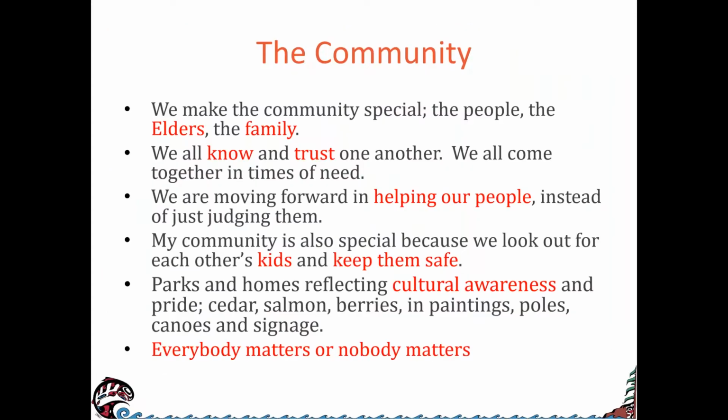So a lot of the community input centered on elders, the family, knowing each other, trusting each other, helping each other, the kids, culture, and everybody matters or nobody matters.